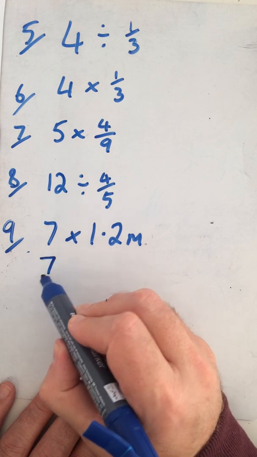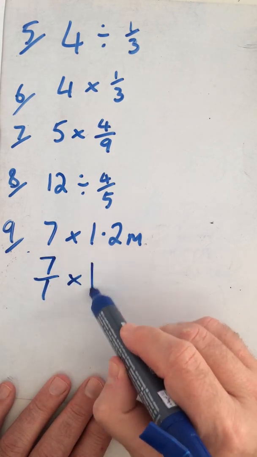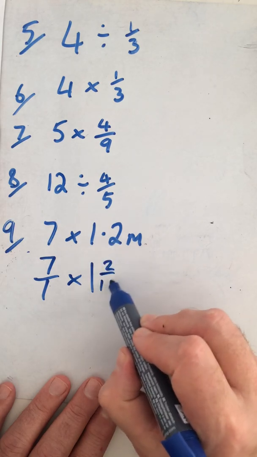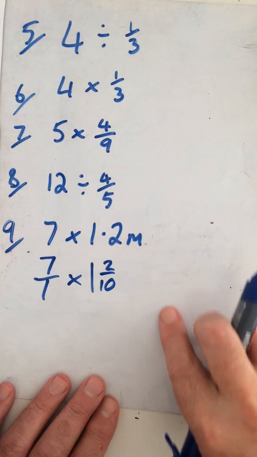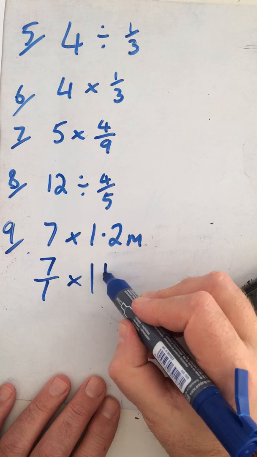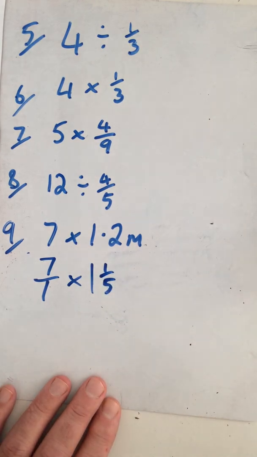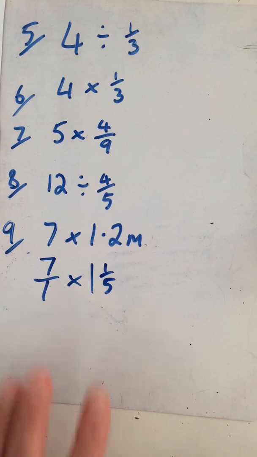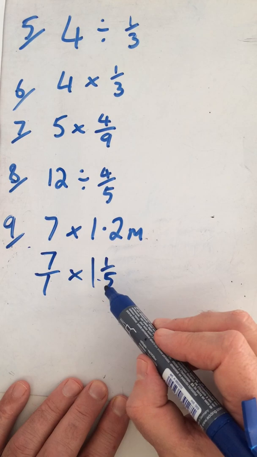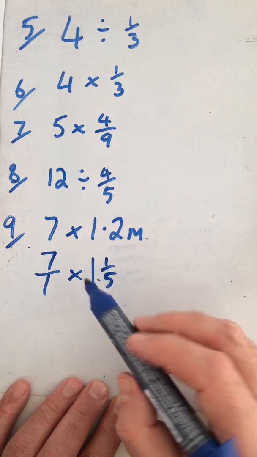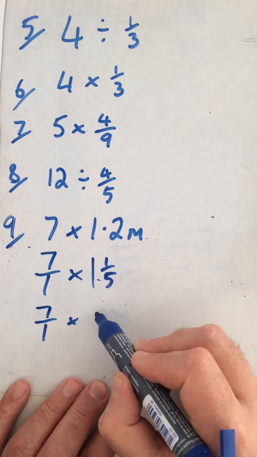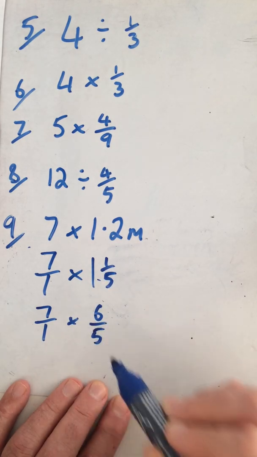So I would put that 7 over 1 times, and then 1.2 is the same as 1 and 2/10, which in fact is also the same as 2 and 1/5. So I'm going to change that to 2 and 1/5. I would just do it from here, multiplying them like that. And remember, when we're multiplying mixed numbers, we have to put them into improper fractions. So it becomes 7 over 1 times 6 over 5.